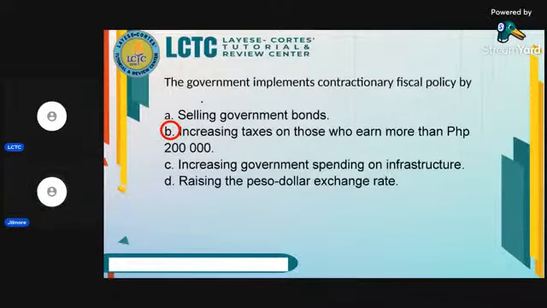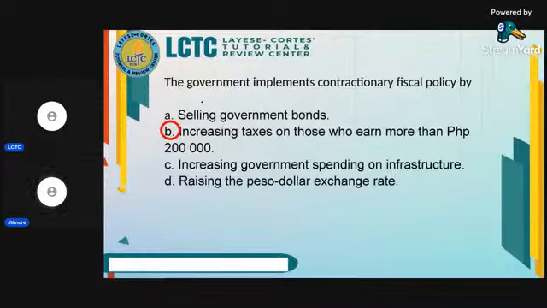In an expansionary fiscal policy, there is an increase in government spending. Okay? And this is during recessions. Okay? During this time, in the economy, demand is weak and unemployment rate is very high. So the government should adopt expansionary fiscal policy. Okay? Take note.